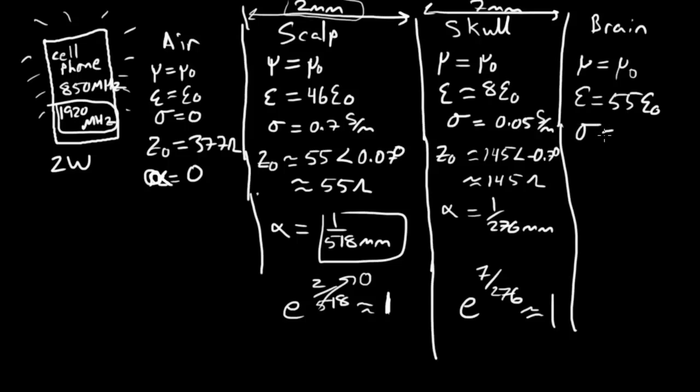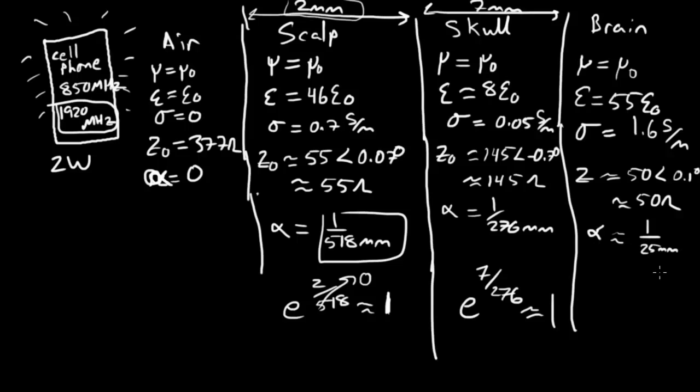The conductivity is appreciable in the brain, and we would expect it to be because it's salt water, is 1.6 Siemens per meter. The characteristic impedance is 50 ohms at an angle of 0.1 degrees, which is approximately 50 ohms. And the attenuation constant, which we really do care about for the brain because we're dissipating this energy in the brain, and that's what we're trying to figure out. If I went through and calculated the numbers as they actually stand for a lossy dielectric, I'm going to get that to be 1 over 25 millimeters.